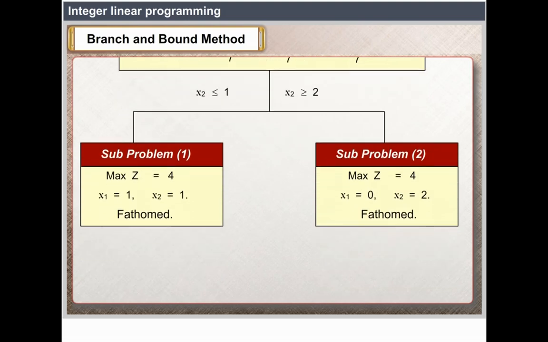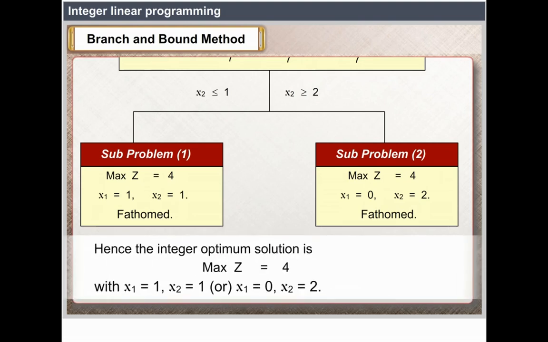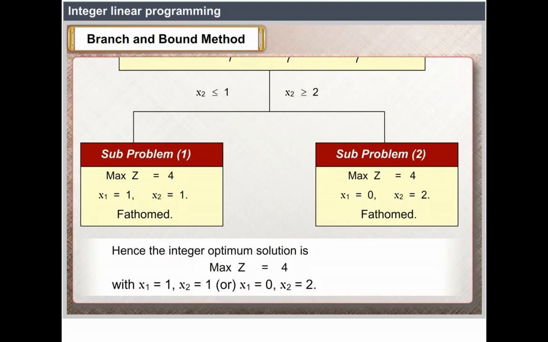Subproblem 1, we get maximum z equal to 4, x1 equal to 1, x2 equal to 1. Fathomed. Subproblem 2, maximum z equal to 4, x1 equal to 0, x2 equal to 2. It's fathomed. Hence, the integer optimum solution is maximum z equal to 4 with x1 equal to 1, x2 equal to 1 or x1 equal to 0, x2 equal to 2.